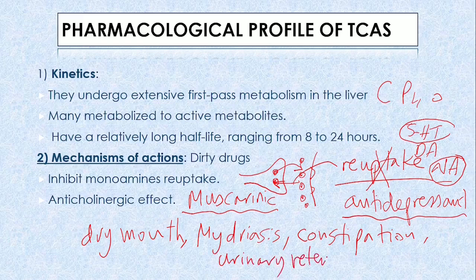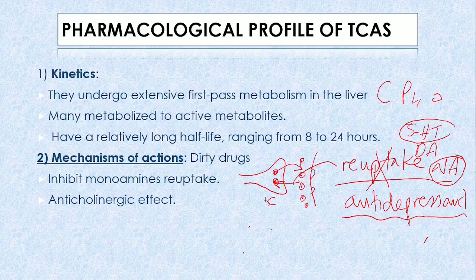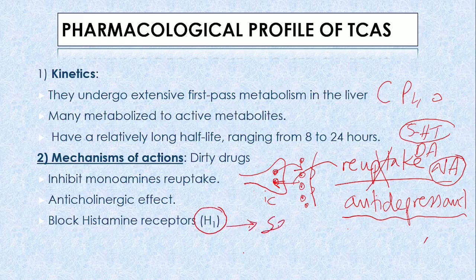All these, of course, are side effects. And all of this is known as atropine-like action, or antimuscarinic effect. These drugs as well can block the histamine H1 receptor, histamine type 1 receptor. And this usually results in sedation. Some of these drugs can produce sedation by blocking the H1 receptor in the central nervous system. As we know, blocking the H1 receptors in the brain will result in sedation.